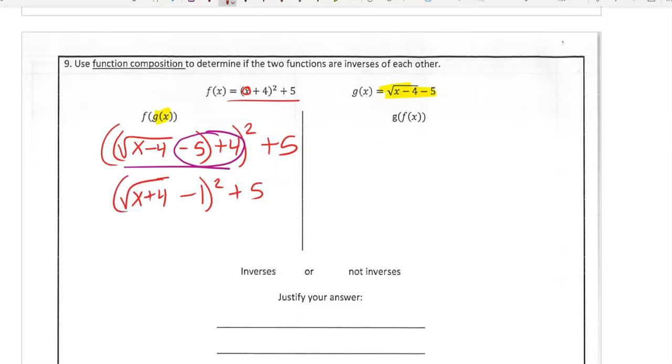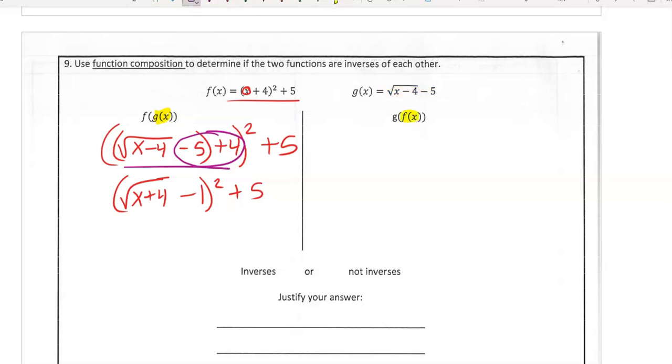All right, now moving on to exponents. Well, we can't cancel out the root because this negative 1 is being squared as well as the square. So can't really do that there. So what it's looking like right now is that these are not inverses. This is not going to simplify down to x. Let's check the other side just for good measure.